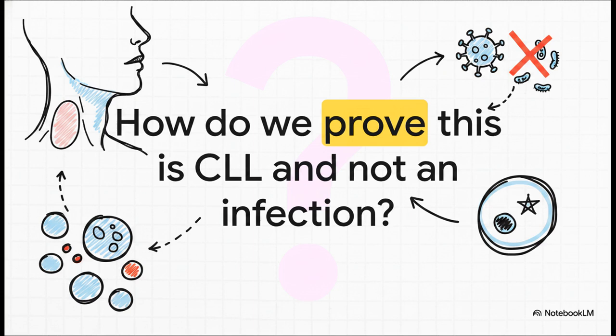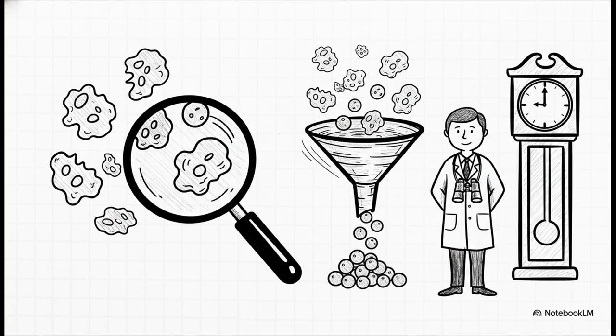So, here's the key question for you. How do we prove this is actually CLL and not just some lingering infection? Well, if you followed our mental model, you know exactly what to do. You'd check a blood film, fully expecting to see those fragile smudge cells. Then you'd order flow cytometry, specifically looking for CD5, CD19, and CD23 positivity.